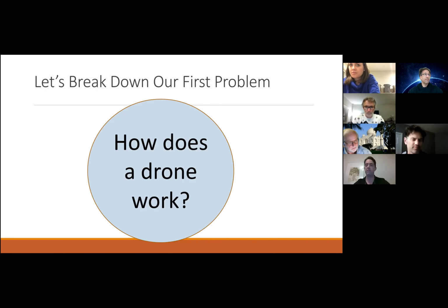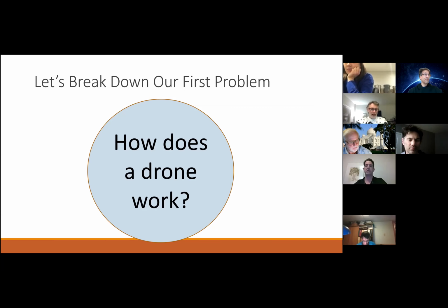Feel free to turn on your speaker or post in the chat. What questions do you think students would need to answer in order to figure this out? What is its power source? All right, where are we going to get energy? What is its purpose, payload? How does it fly? How does it generate lift? What provides the force? How do you control it? The shape of the blades?